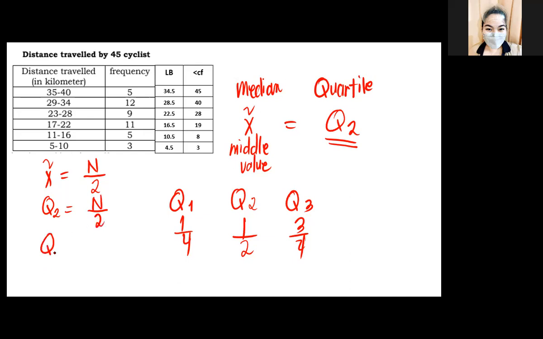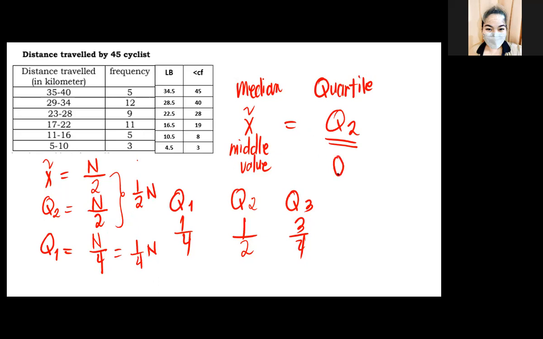What if I am going to locate the Q sub 1? Divided by 4 po. So that's n divided by 4. Bakit? Kasi ito po mga to, nanggaling siya sa 1/2. Itong dalawang to, nanggaling siya sa 1/2 times n. So dito, nanggaling naman siya sa 1/4 times n. Ibig sabihin, you are getting 1/4 of your total number of data.